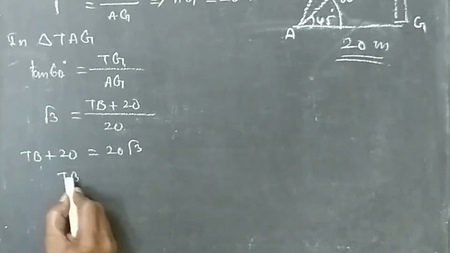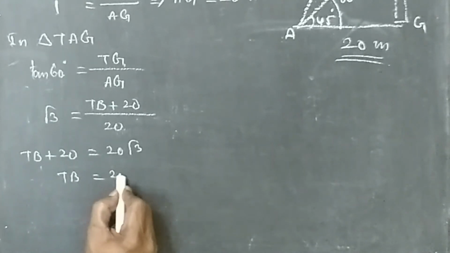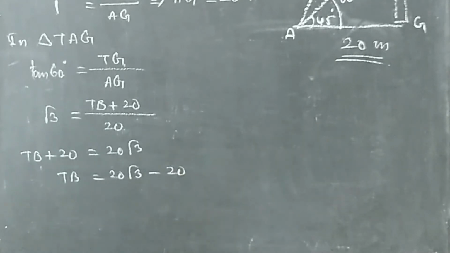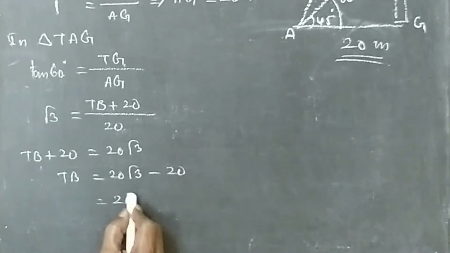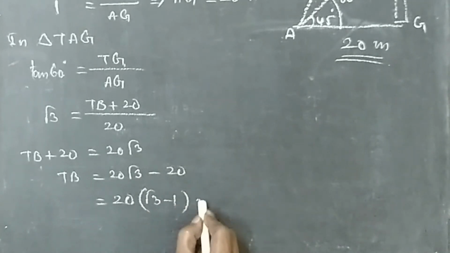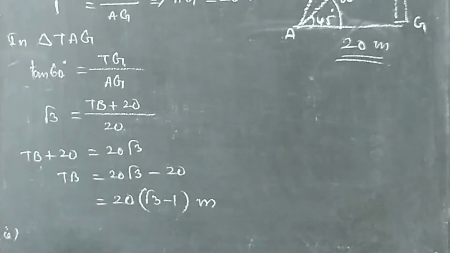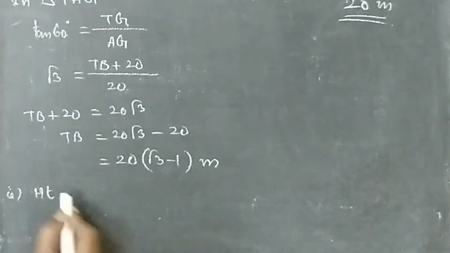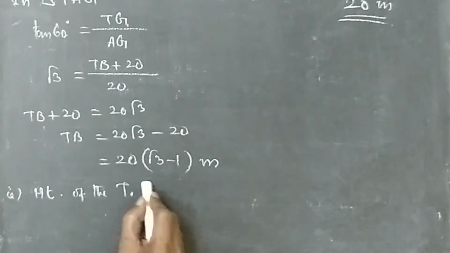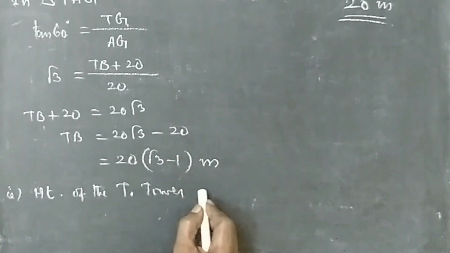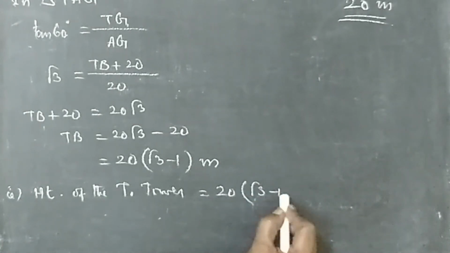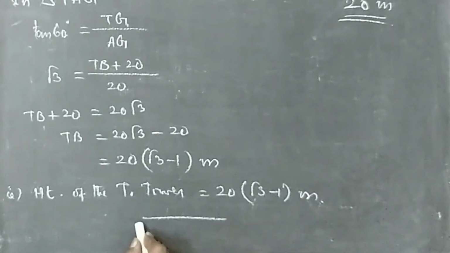Now TB is equal to 20 root 3 minus 20. This is equal to 20 common, take off root 3 minus 1 meter. That is, the height of the transmission tower is equal to 20 of root 3 minus 1 meter.